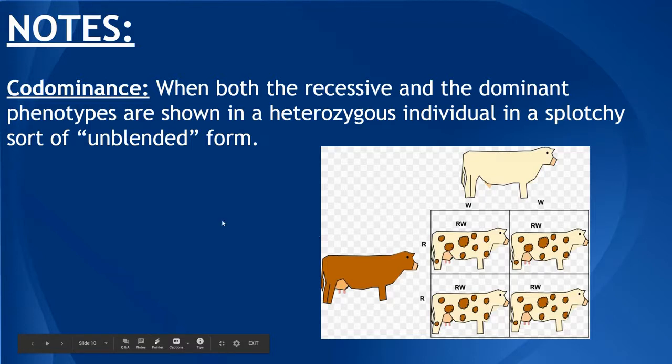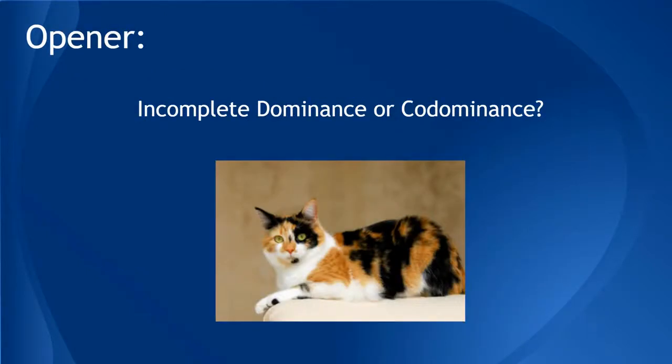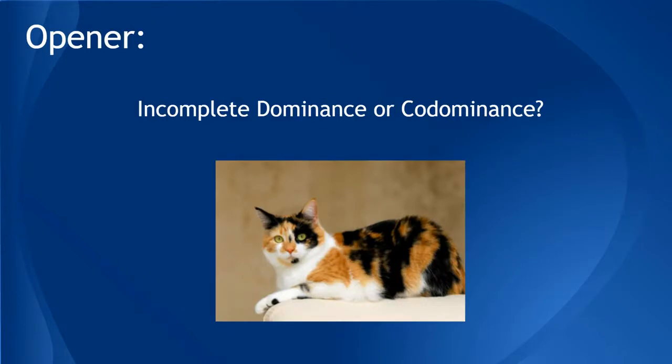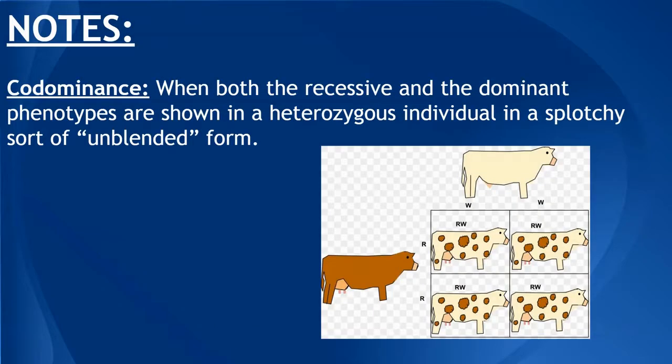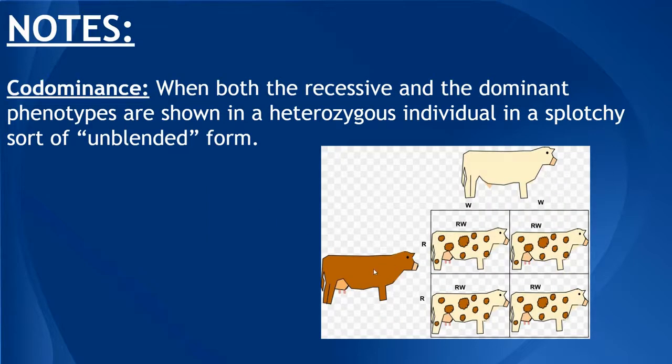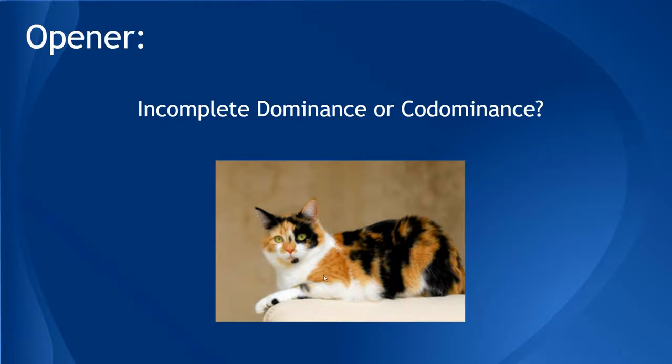All right. So I have some questions for our opener today, and let's see how you do. This one, that cat. I want to know, is that incomplete dominance like this, or is it codominance like that? Take a second, think about it, pause the video if you have to. All right, the right answer here is this cat is showing codominance. It's showing bits of different parts, all right? It has some white and some black and some brown, all right? So it is showing codominance.